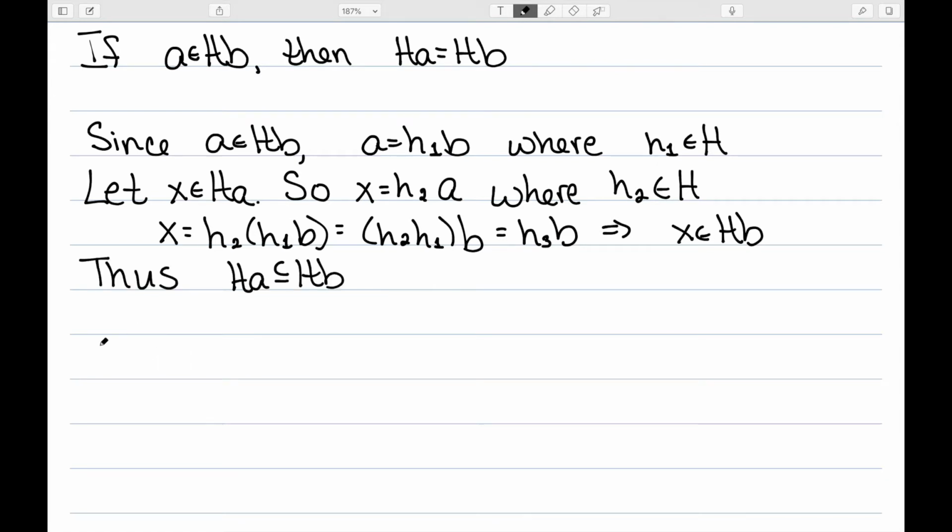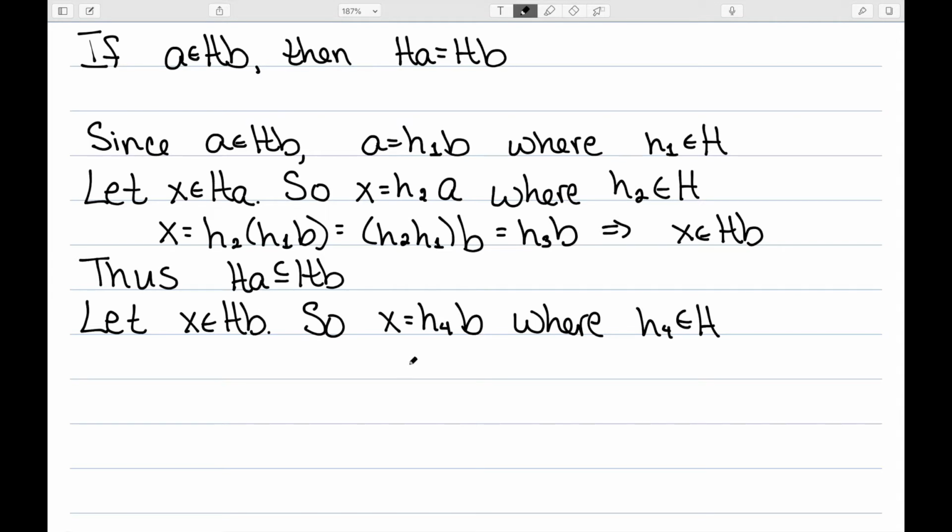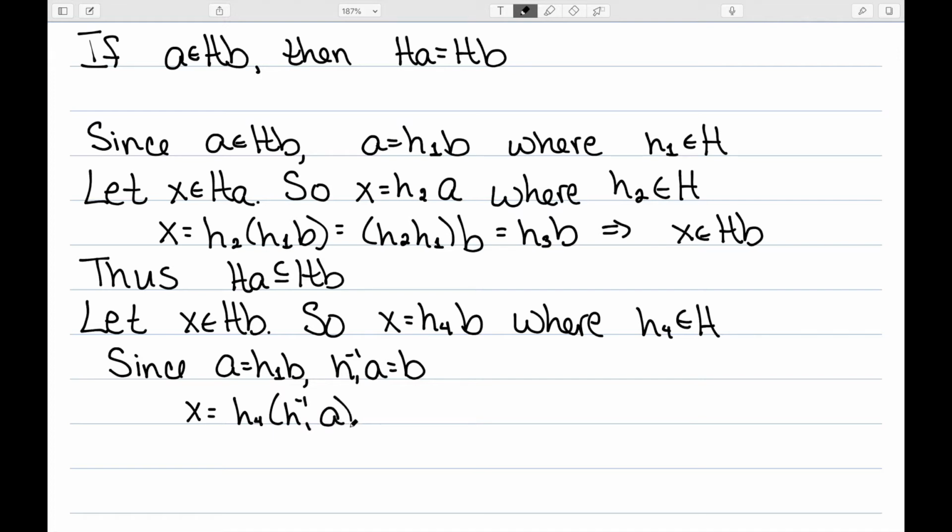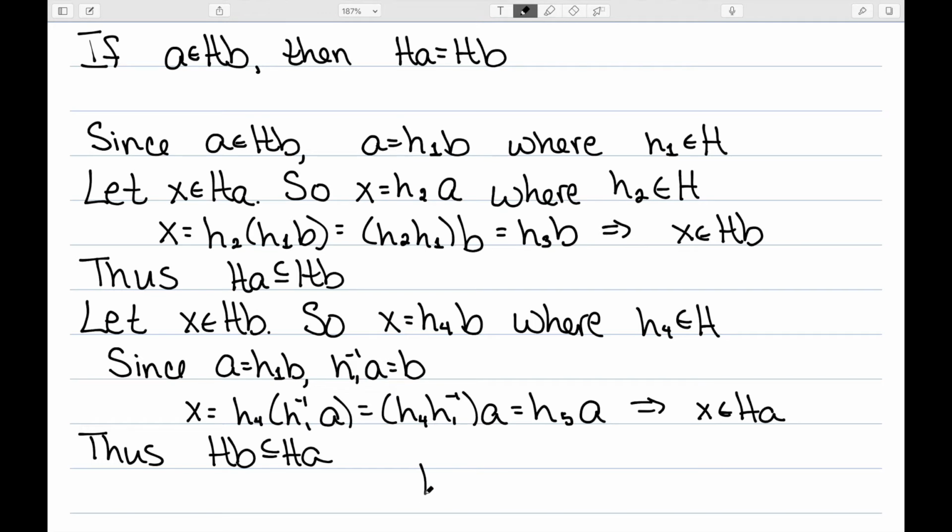This shows me that HA is a subset of HB, and now I need to go the other way. Let's let X be in HB. Then we know that X is equal to H4B, where H4 is in H. Since we know that A is equal to H1B, we can also say that H1 inverse A is equal to B by multiplying both sides by H1 inverse on the left. That then gives us that X is equal to H4 times H1 inverse A. We can regroup, and since this is a subgroup, it's closed under products and inverses, so this is an element in H times A. So that gives me that X is in HA. That then showed that HB is a subset of HA, and since they're subsets of one another, they must be equal.